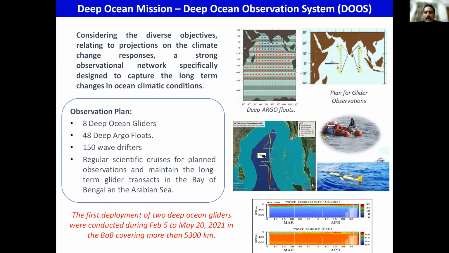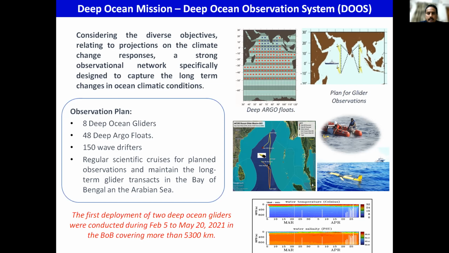As part of this one, we are going to have an observational component, where we are going to have 8 deep ocean gliders, 48 deep Argo floats, and 150 wave drifters, which we are going to deploy over the period of 5 years. And also we are going to conduct regular scientific cruises to deploy these gliders. And we have already deployed 2 such deep ocean gliders in the Bay of Bengal during February 5th to May 20th this year, where our 2 gliders have covered a 5,300 kilometer transect along 89 degrees. So our colleagues are analyzing this data, and we are going to implement this observational program in the next 4 to 5 years.